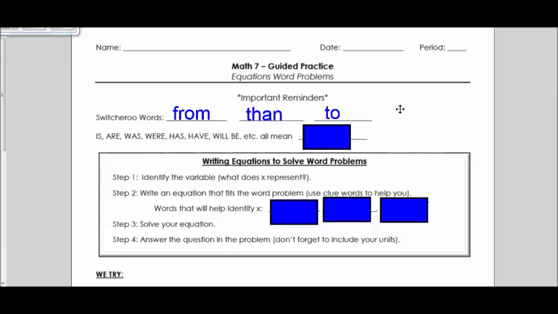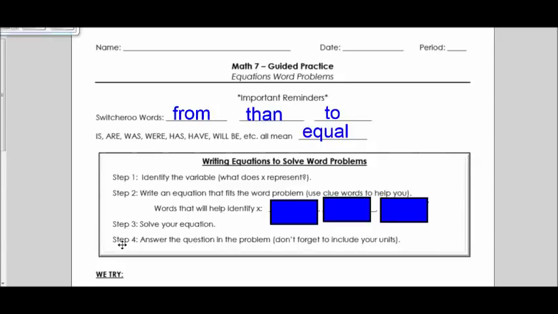Is, are, was, were, has, have, will be, etc. all mean the same thing. They are going to mean equal. So that means that's where we're going to put our equal sign. And since we are solving equation word problems, equations have equal signs. So there you go.